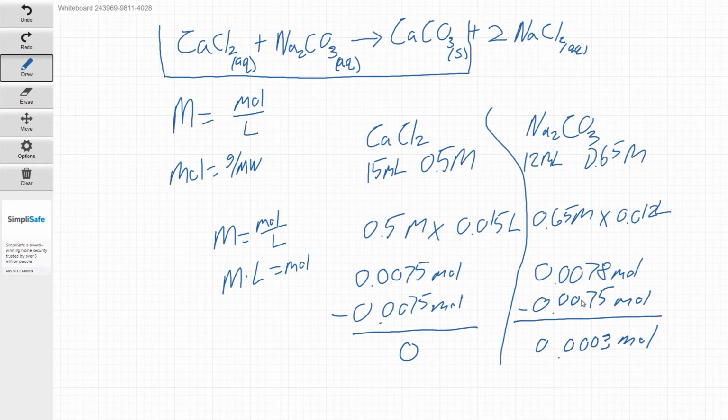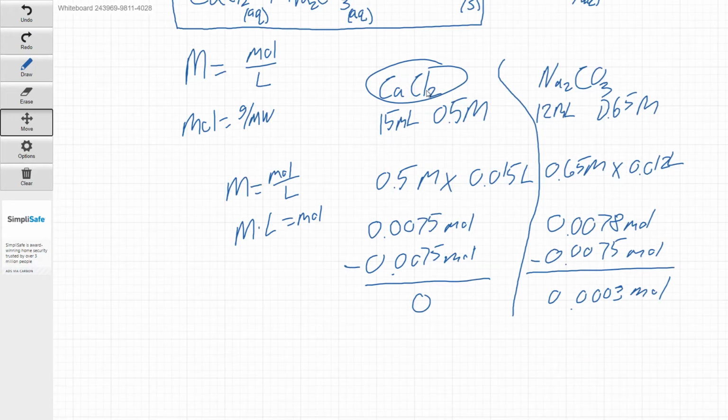You guys can see, if we did this the other way around, if we said sodium carbonate was going to be our limiting reagent, and we subtracted the 0.0078 from here, we would end up with a negative number, and you cannot have negative moles of something. You can have 0, you can't have less than 0. So in this example, calcium chloride will be our limiting reagent.